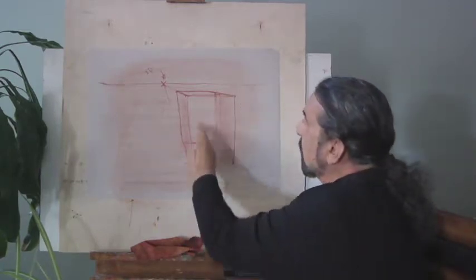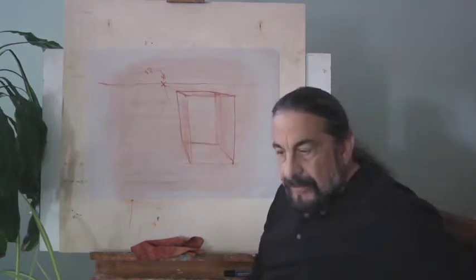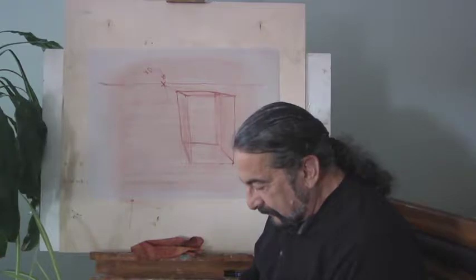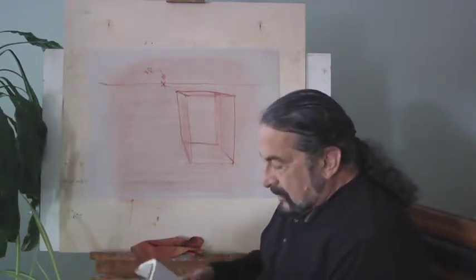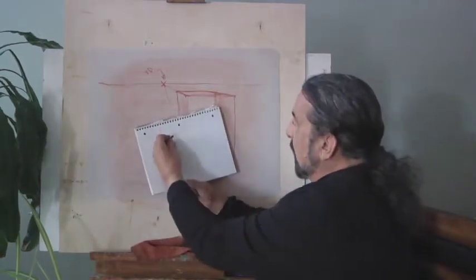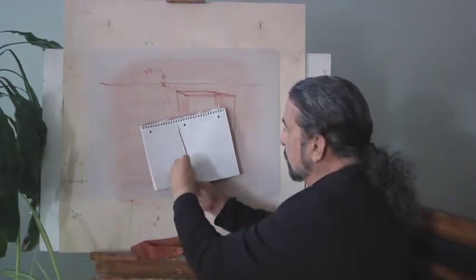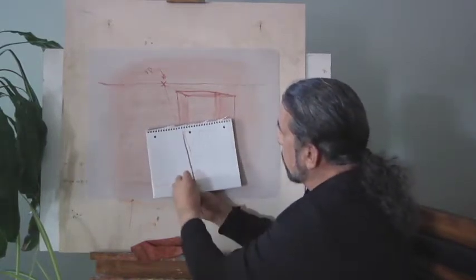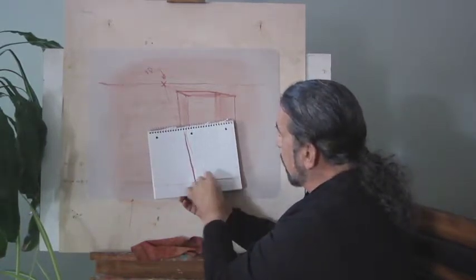This is a square. This is also a square. Now what we're going to do is get a square, and I'll show you what I'm talking about. Okay, a square of paper is perhaps this big, like this. So it's pretty much square here and here.